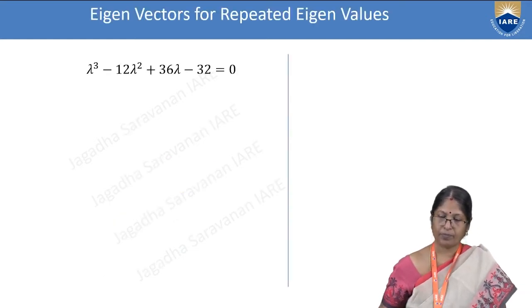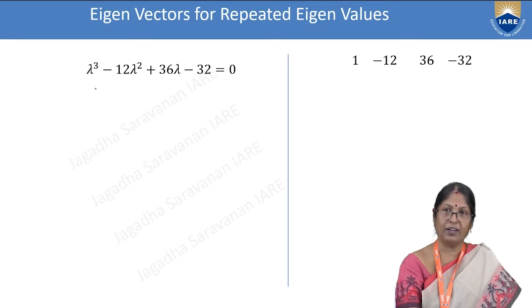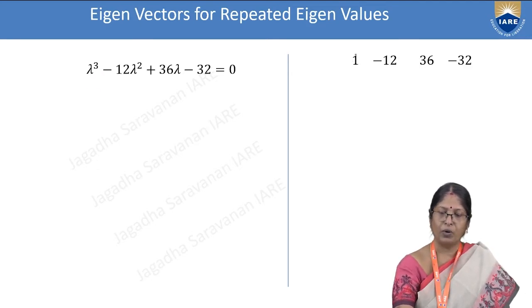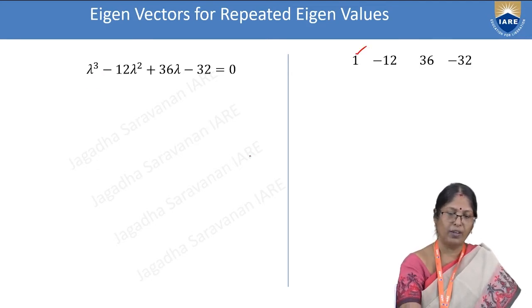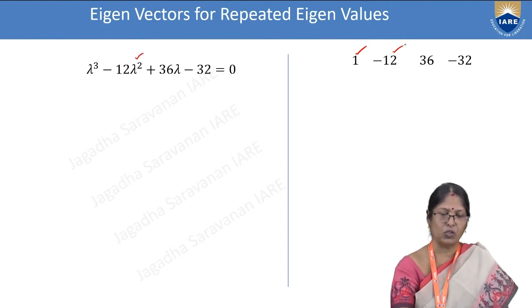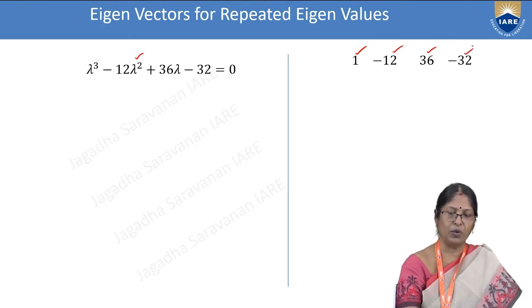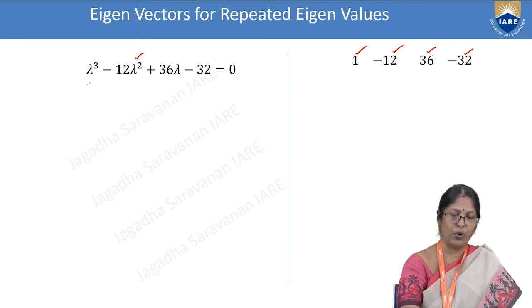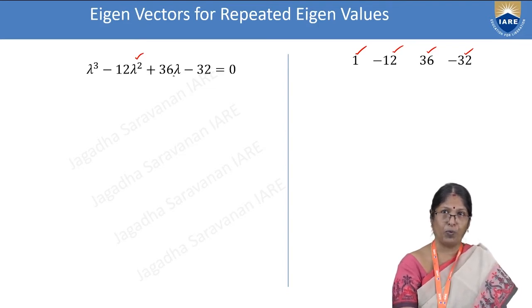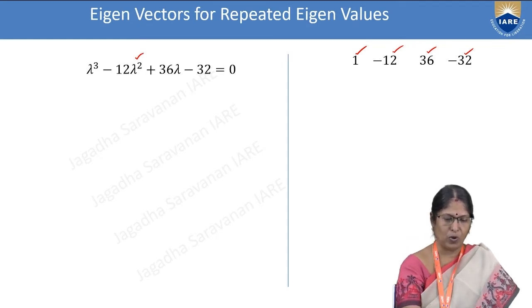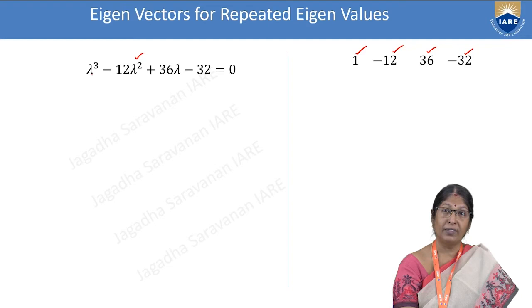It is written. So we can see here this lambda cube, the coefficient, that is the value is 1. For lambda square minus 12, 36 lambda, 36 minus 32. That is, we got one cubic polynomial in terms of lambda. We are going to solve for the values we wanted. Lambda, 3 values we wanted, because it is a cubic polynomial, 3 values must come. Lambda, that is, 3 eigenvalues we are going to get.